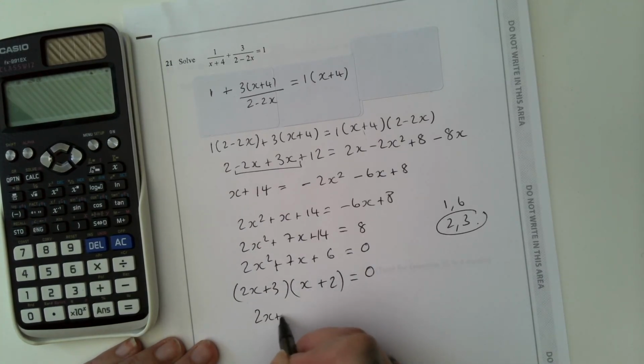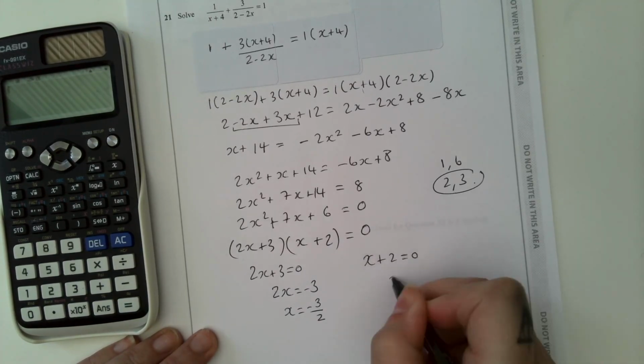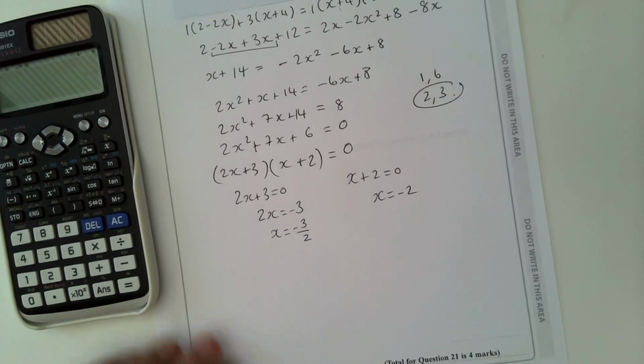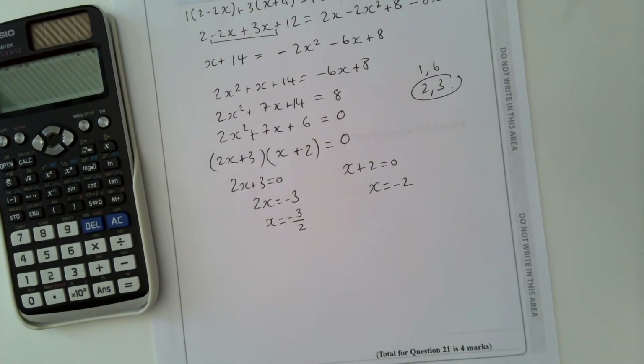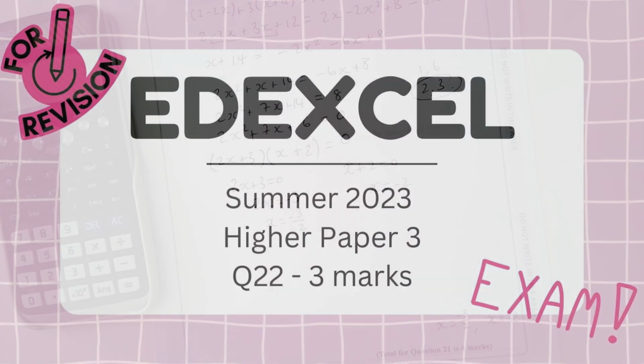So for this bracket equal to 0, 2x is equal to negative 3. So x is equal to negative 3 over 2. If the right-hand bracket is equal to 0, x is equal to negative 2. So we've got two solutions here. X equals negative 3 over 2 and x equals negative 2.